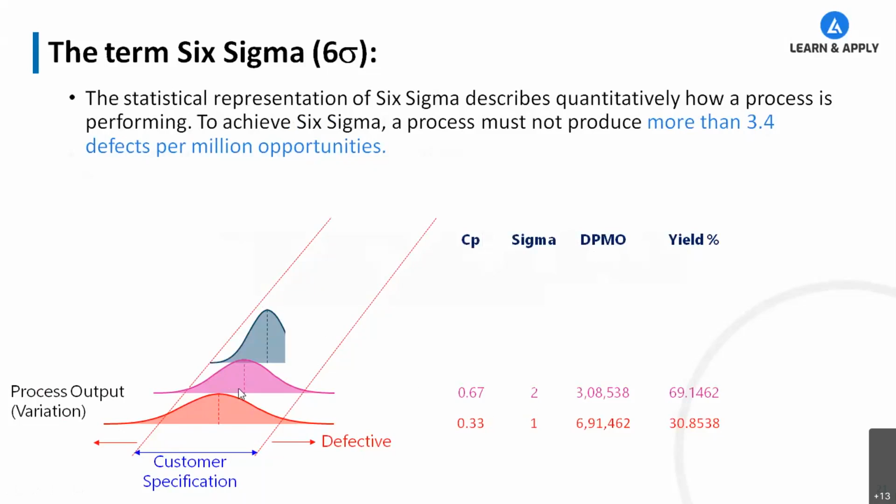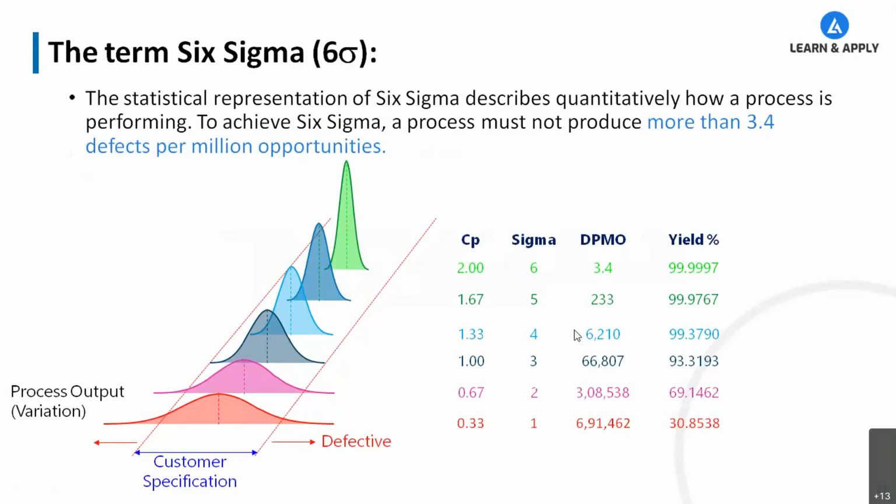Now let's go ahead with 3 sigma. With 3 sigma, the DPMO level has reduced to 66,000, and the yield is around 93%. In this way, when we keep reducing the spread of this distribution curve, we are ensuring that all of our readings, all of our products, fall within this customer specification. So what will happen when we go to 6 sigma?